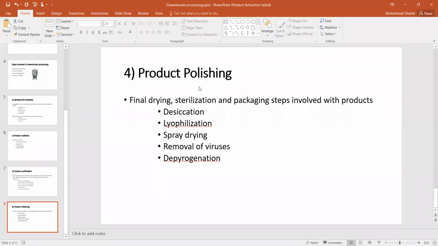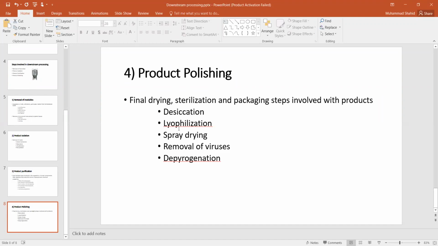And this step also involves some methods and techniques. For example, desiccation. So what is desiccation? Desiccation is the removal of water, the removal of liquid from the desired product. In desiccation, we create a vacuum and remove the water content using a specialized instrument called a desiccator.